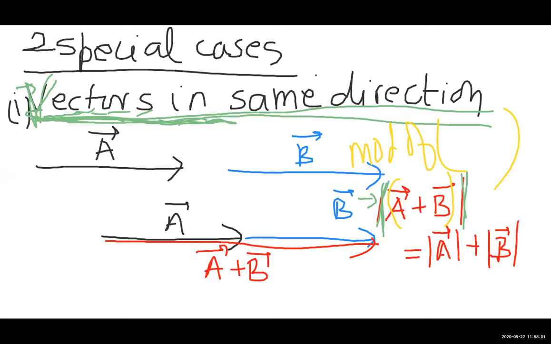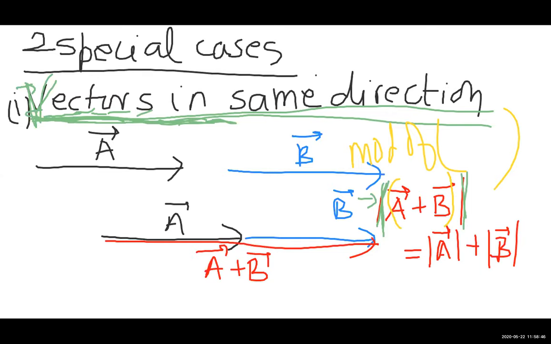So magnitude of the vector A plus B, right? Magnitude of the vector A plus B. Now A plus B is a vector in its own right. It has its own magnitude, it has its own direction. It is completely different from the vector A and the vector B. For example, 5 plus 4 is equal to 9. So 9 is a completely different number from 5 and 4. Okay, it just so happens that 9 is the result of addition of the two numbers 5 and 4.